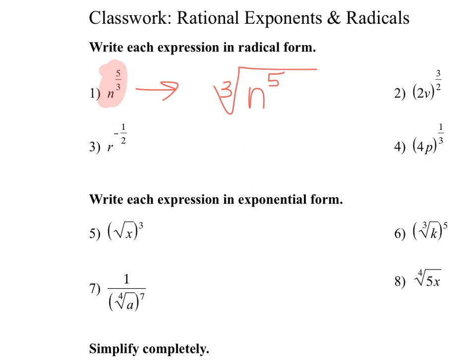If we'd like, we can simplify this by taking out 1 n cubed. So our final simplified form would be n times the cubed root of n squared.